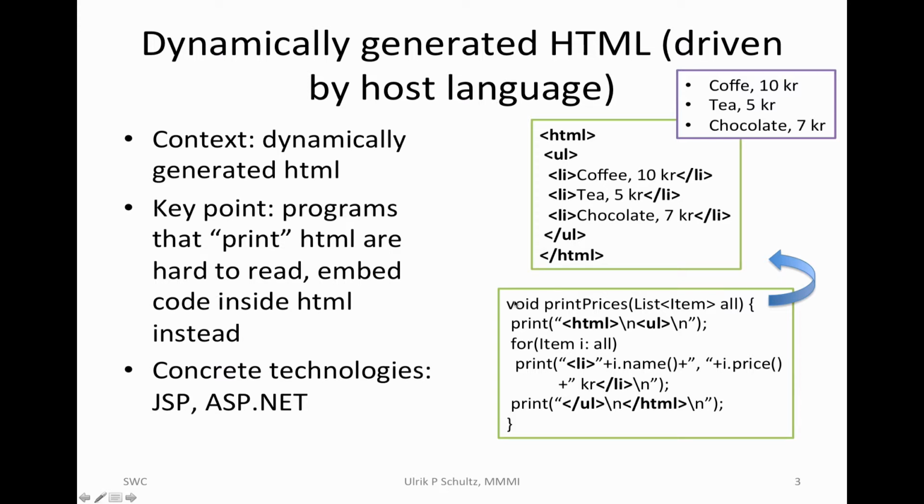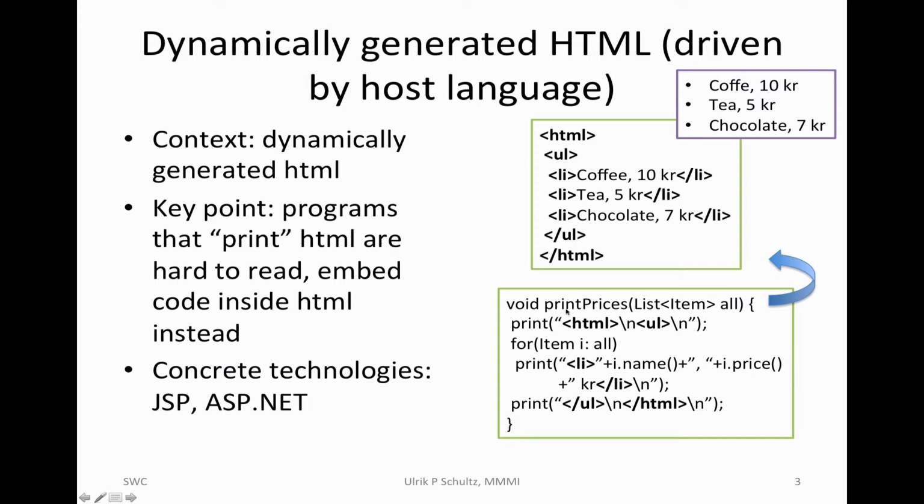So for example here, bottom right, we have a program print prices. When we call it, it will print HTML code such as the one above here. Given a list of items, items have a name and a price. It's going to produce the HTML code here, which when viewed in an appropriate browser, is going to look like a list like this. Similar technologies are something like JSP and ASP.NET.